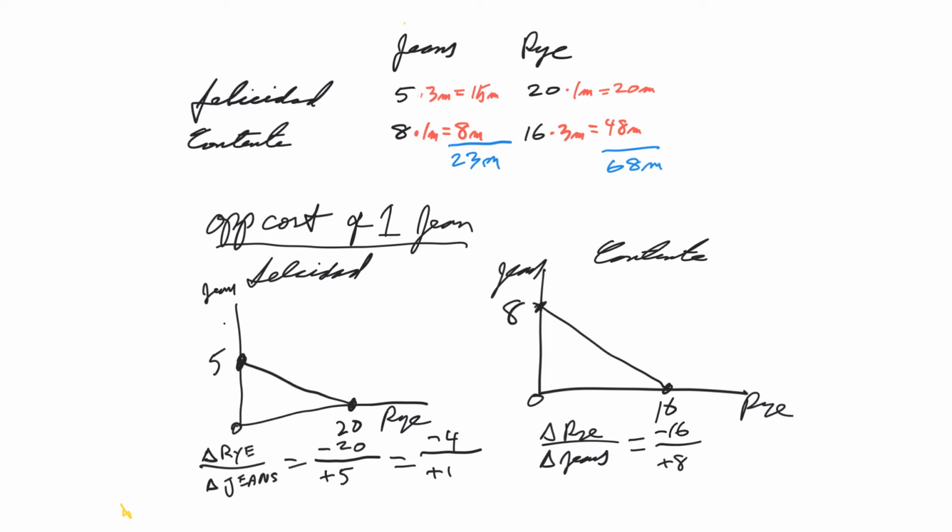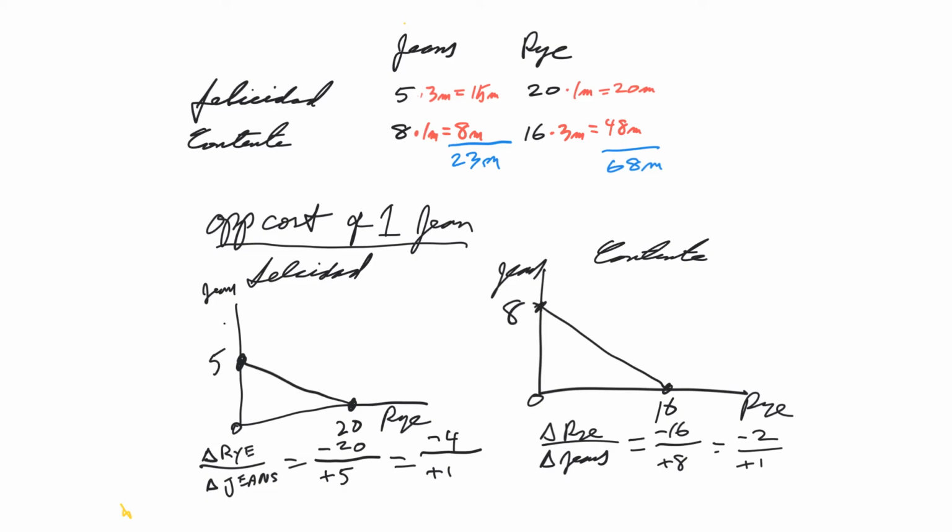So we know what 8 genes cost, right? We don't want to know what 8 genes cost. We want to know what 1 gene costs. So negative 16 divided by 8 equals minus 2. So 1 gene costs 2 rye in Contente.